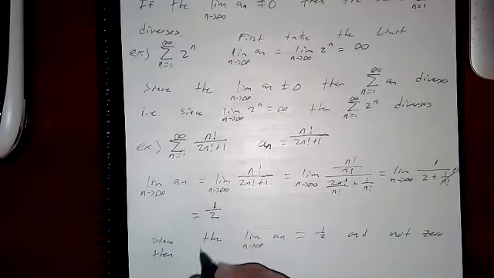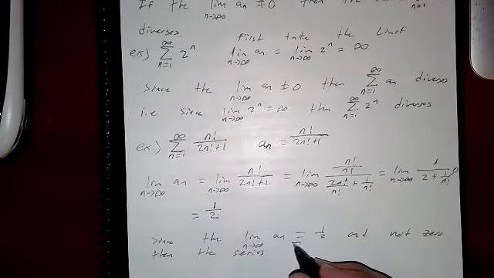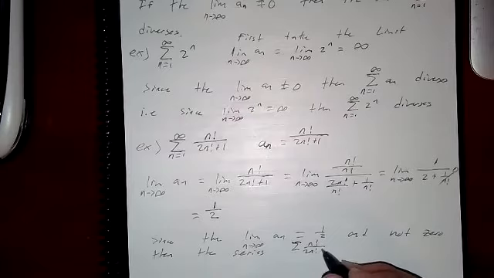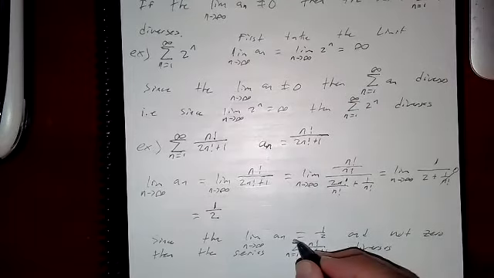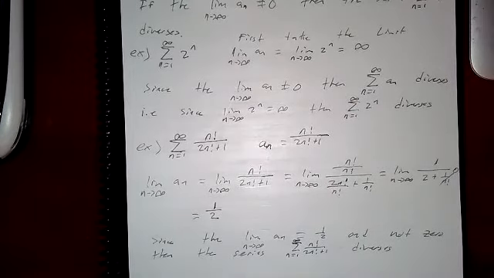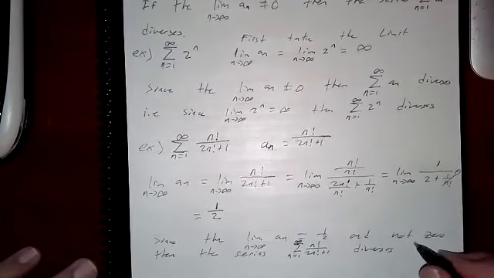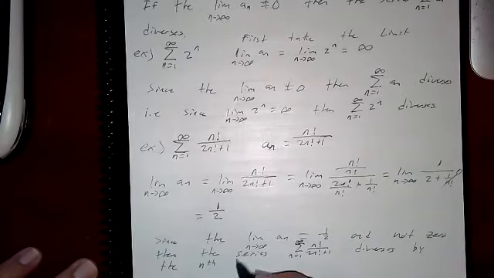then the series n factorial over 2 n factorial plus 1 diverges. So that's the answer. You show it diverges by using a theorem. The theorem we used was the nth term test. So it diverges by this test.